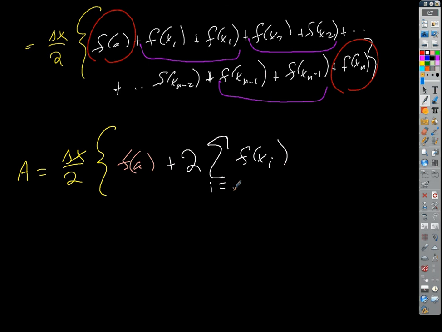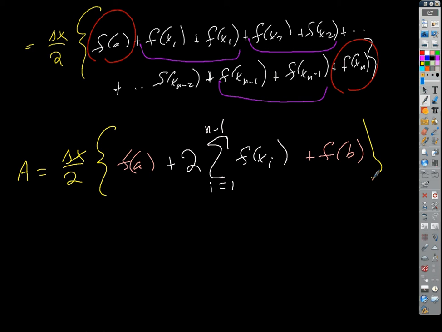So we had 2 of all the ones that started at 1 and ended at n minus 1, right? So we're going to call that the interior sum, and it's going to be all the terms from the first to the n minus 1th, okay? But then I only get one of f of a and f of b. See what I'm saying? Right? Everybody get that? Yes. Okay.